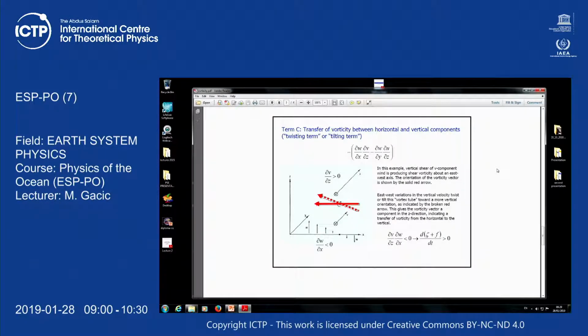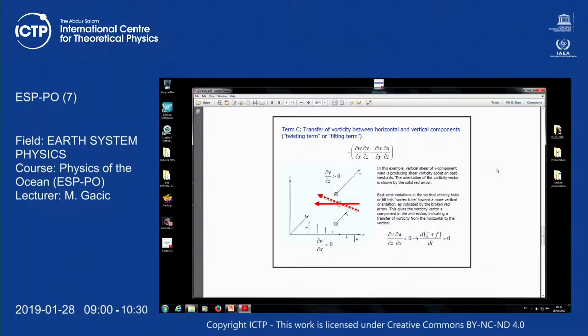Then there is a transfer of vorticity between horizontal and vertical components. This is the twisting or tilting term. For example, here the vertical shear of the V component is producing shear vorticity about an east-west axis. This orientation of the vorticity vector is shown by the solid arrow. Then east-west variations of the vertical velocity twist or tilt the vortex. It's not horizontal anymore, it's tilted toward a more vertical orientation.